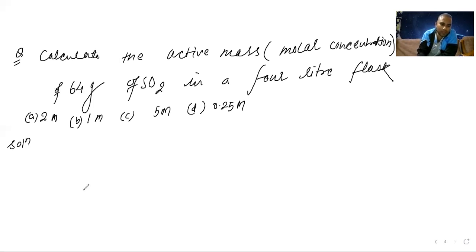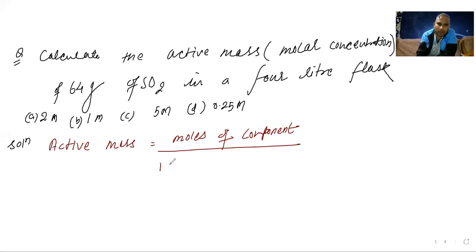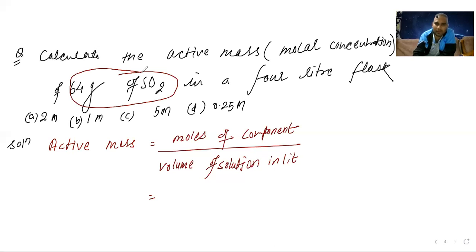How can you understand? You know very well how to calculate active mass. Active mass is equal to moles of component divided by volume of solution in liter. So for moles of component, we don't know how many moles, because here they have given the mass in grams.